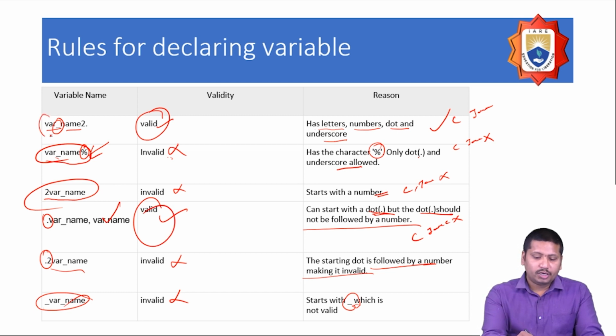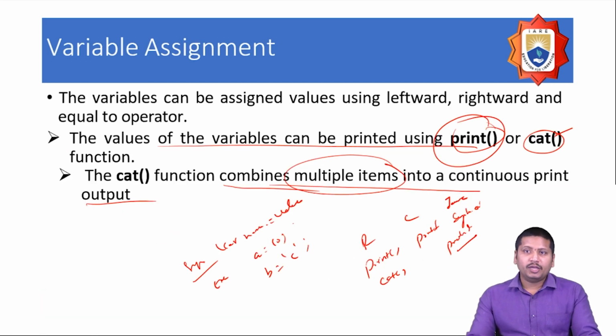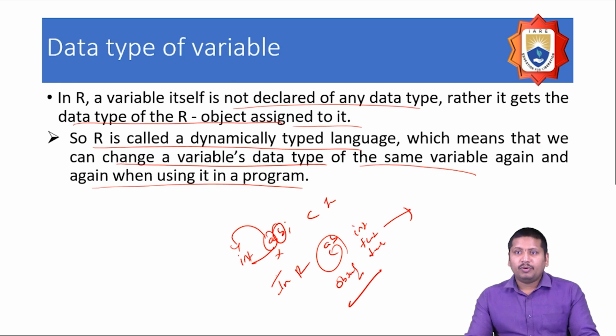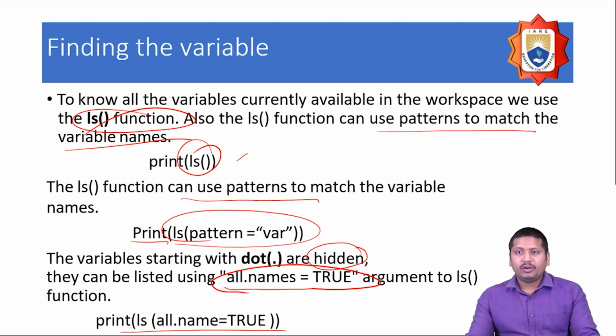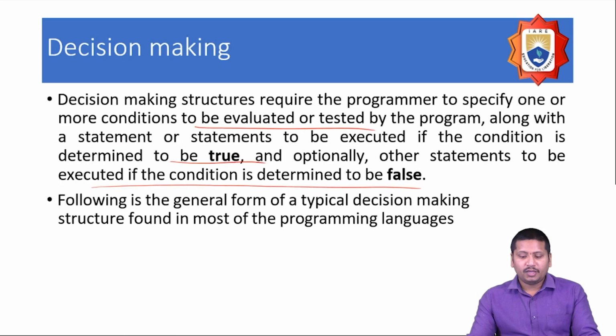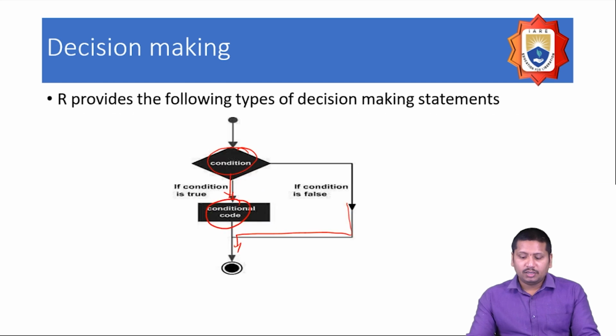The variable should start with a character, or it should start with a dot followed by an underscore, and I can also use a dot in between the variable name. Then variable assignment and the data type of the variable, and finding the variable by making use of the ls function. This ls function can be used to print the variables that are available. Then decision making statements like what happens if the condition is true, and what happens if the condition is false.